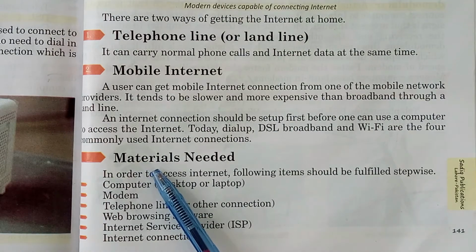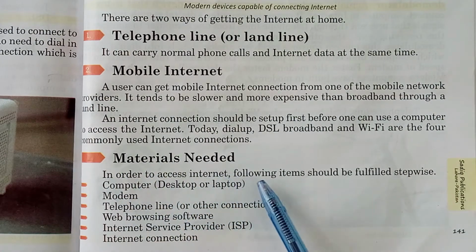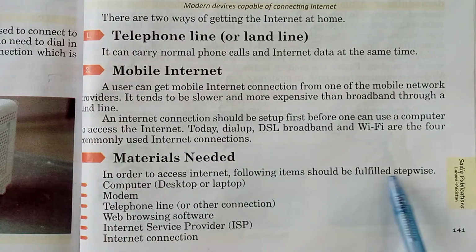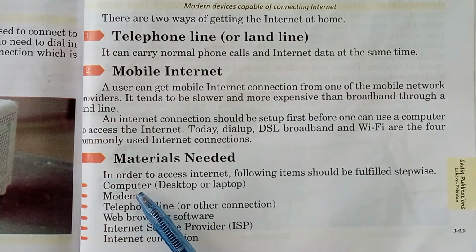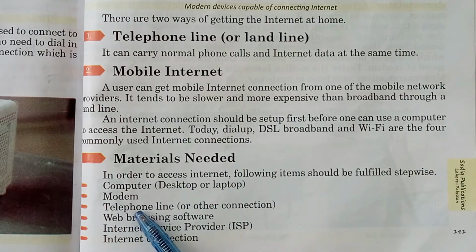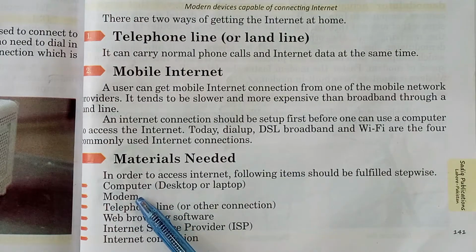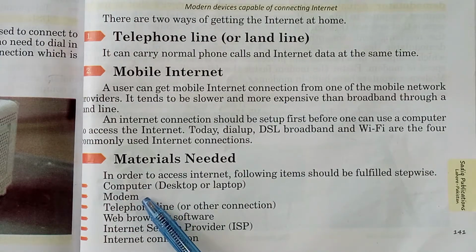Now the material that is needed to connect to the internet. In order to access the internet, the following items should be fulfilled stepwise: computer, desktop or laptop, modem, telephone lines or other connection, web browsing software, internet service provider ISP, internet connection. Today we are going to learn these two, computer and modem.